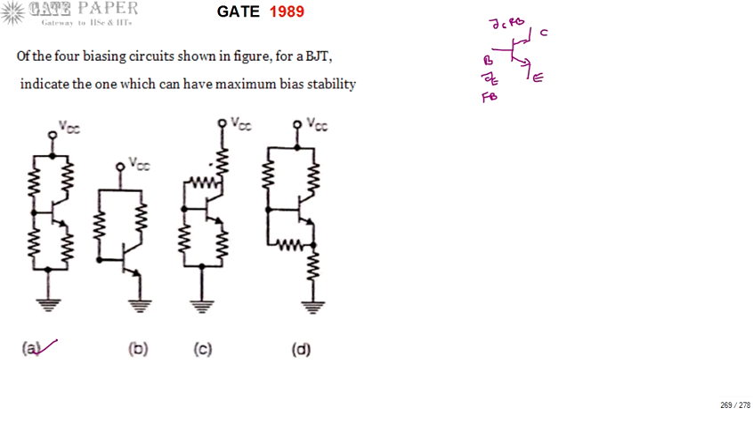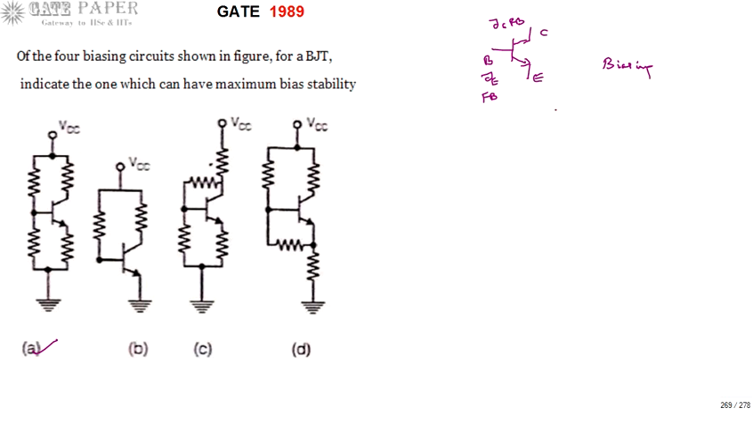Now it is ready to act as an amplifier. You can apply any small signal and it can be amplified by beta times. This process of keeping the transistor in the active region is called biasing. Biasing is a process of keeping the transistor in the active region such that it can act as an amplifier.